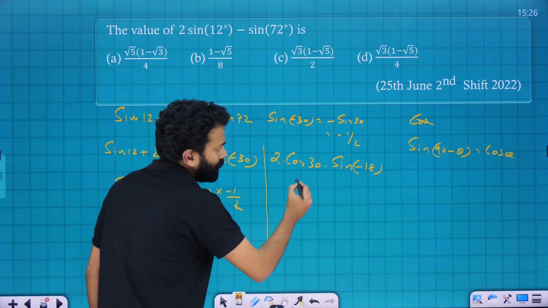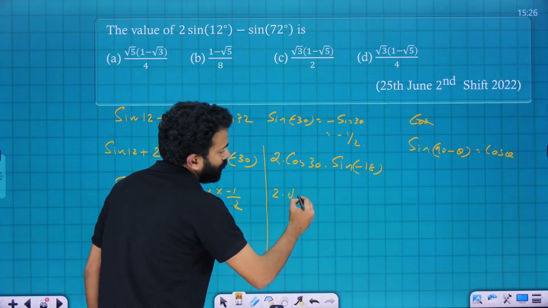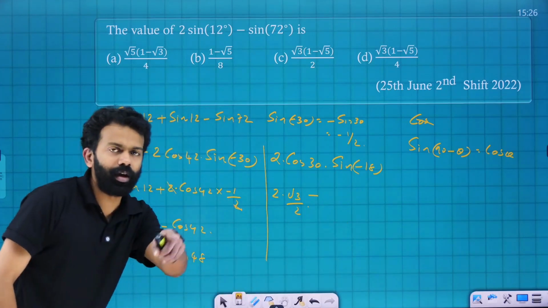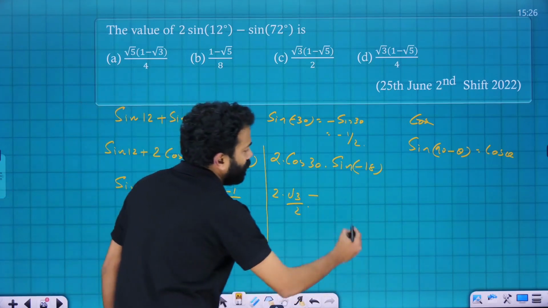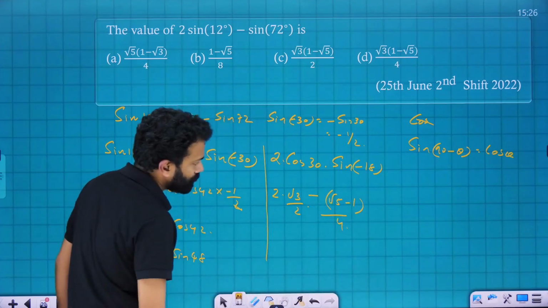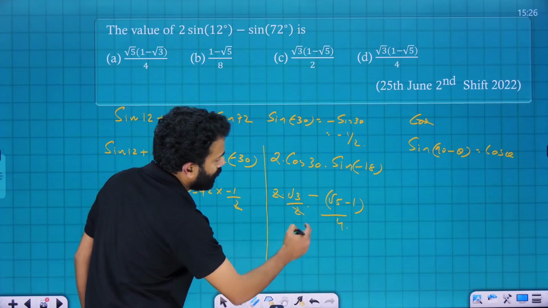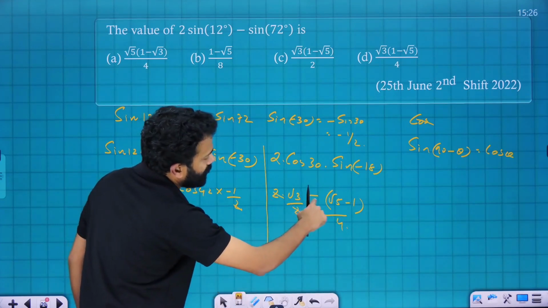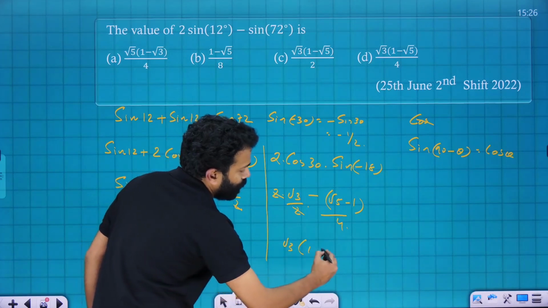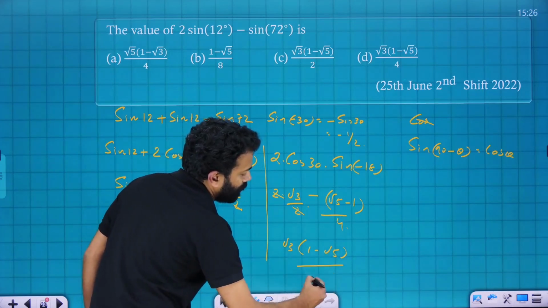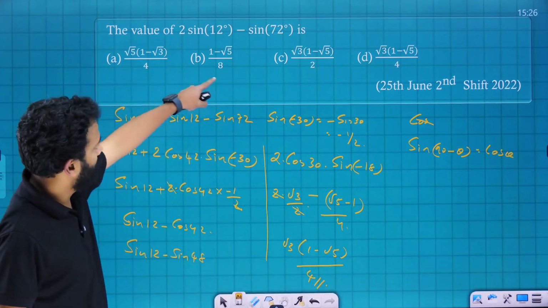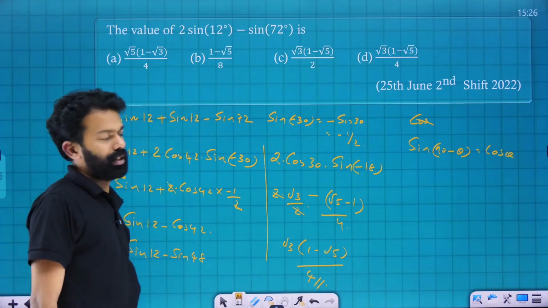So, cos 30 is root 3 by 2. That is 2 into root 3 by 2 into sine minus 18, which is minus sine 18. And what is the value of sine 18? Root 5 minus 1 by 4. We discussed that earlier. The 4 and 2 got cancelled, and this negative you can apply in the bracket. You will be getting root 3 into 1 minus root 5 divided by 4. That is the final answer. That is the option root 3 into 1 minus root 5 by 4. Option D is the correct answer.